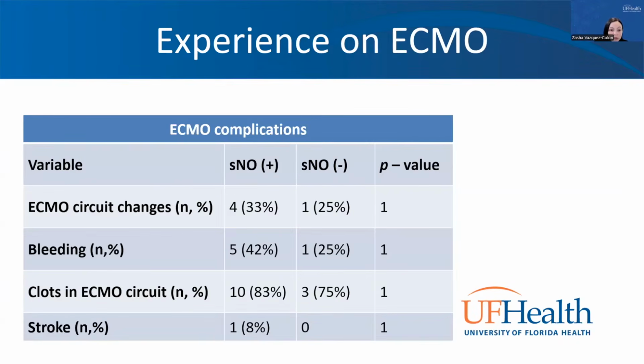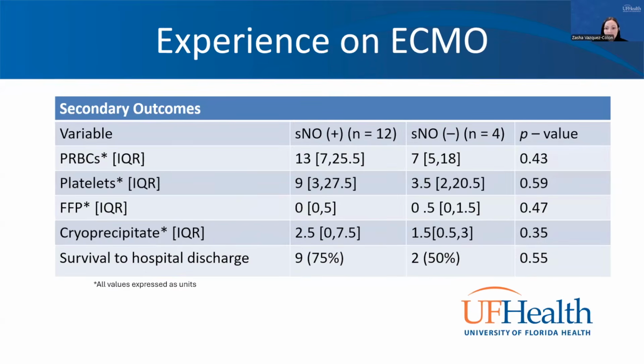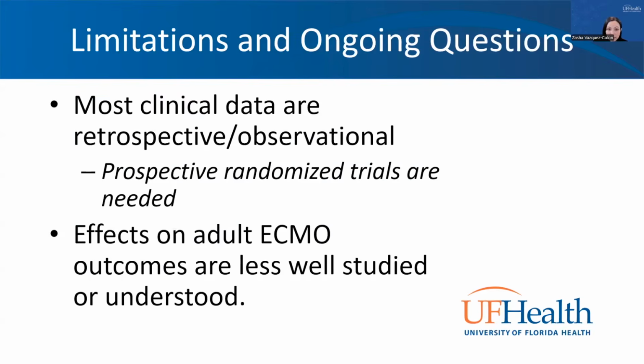In terms of ECMO complications, there were no differences in ECMO circuit changes, bleeding episodes, clots in the ECMO circuit, or stroke events in those two groups. We also looked at the transfusion requirements, and again, we did not see a difference in blood product administration, and there was no difference in survival to hospital discharge. Again, a limitation of this study is that we only had 16 patients in total, 12 in the SNO group and 4 in the no SNO group, and it's a very small group to have good numbers.